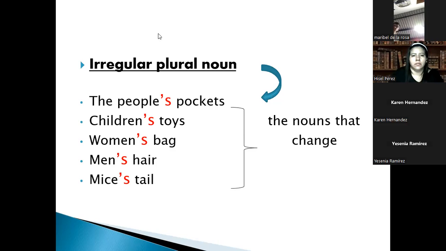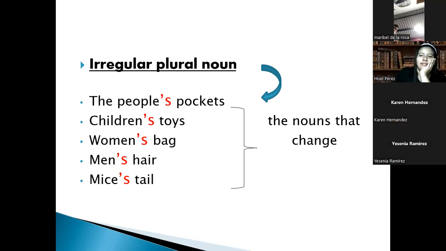Do you understand? Mommy's meal are delicious. Muy bien, las comidas de mamá son deliciosas. Es singular because it's mommy. Christmas gift. Christmas gift, los regalos de Navidad. Christmas será plural. Si es plural, no le ponemos la S que sigue después. Men's boxes. Las cajas de los hombres. Men's boxes. All right, that's a good one.